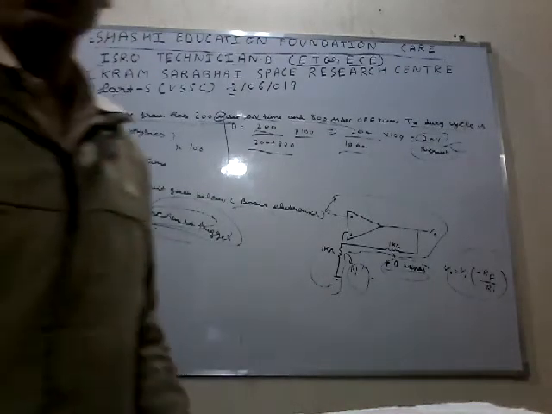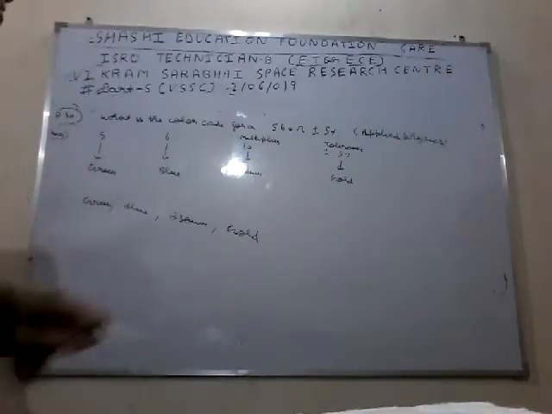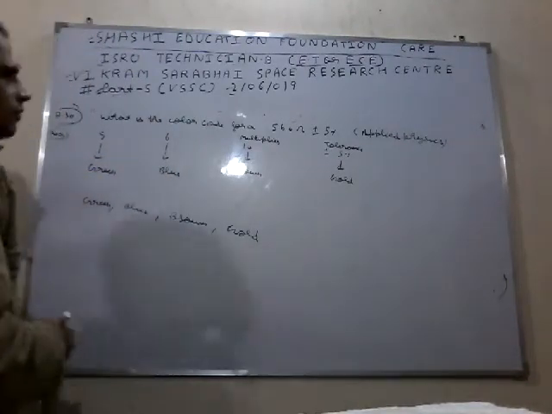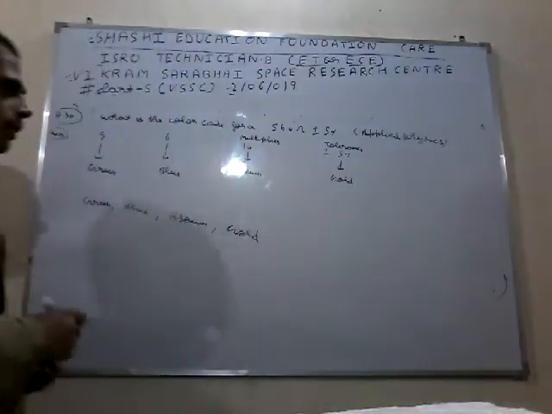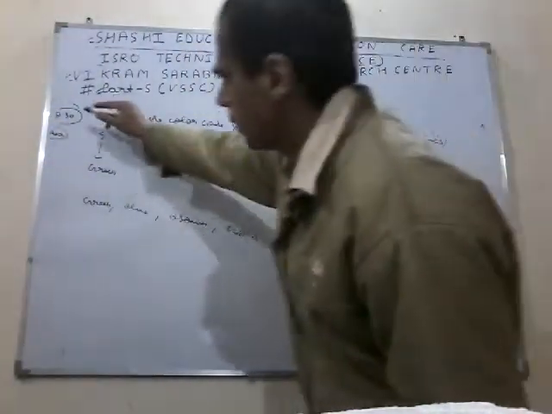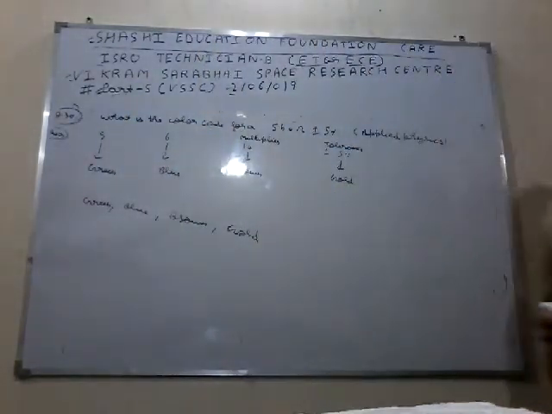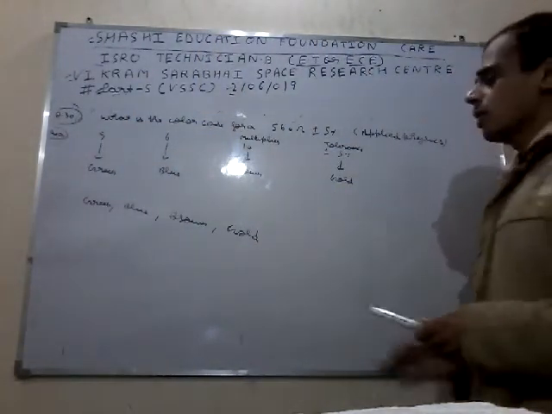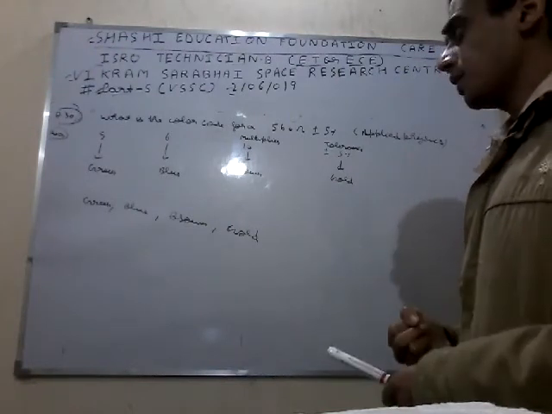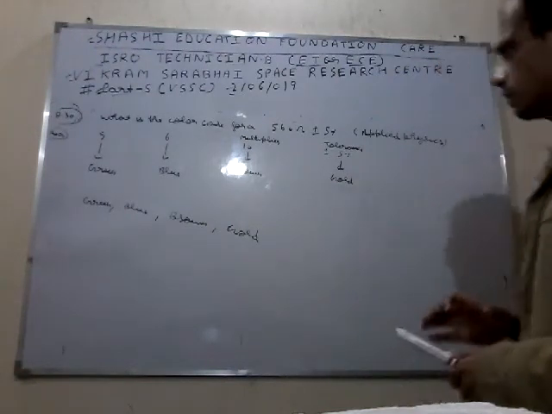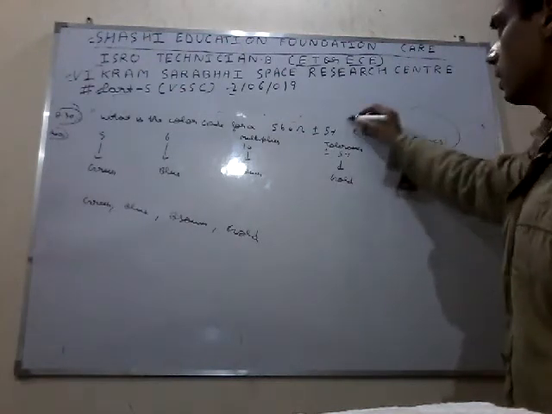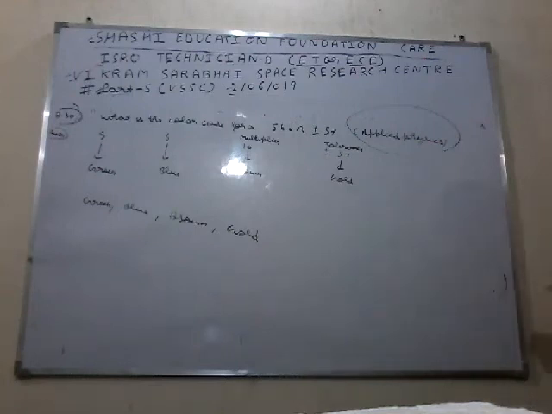Question number 30. Let's see here. Question: what is the color code for 560 ohm plus minus 5%? This is from applied physics, because resistance comes in both electrical and electronics fields, so I take it as an applied physics question.